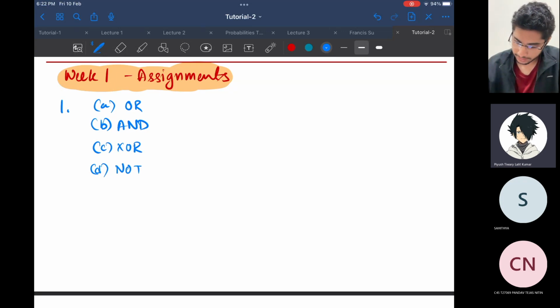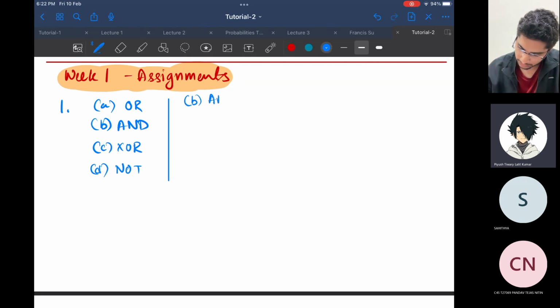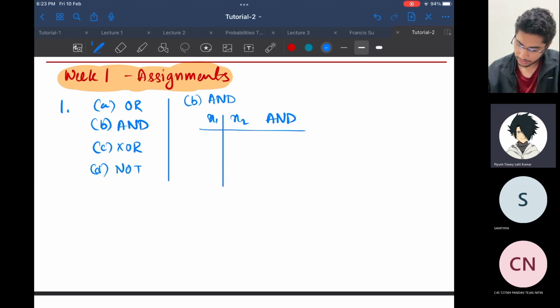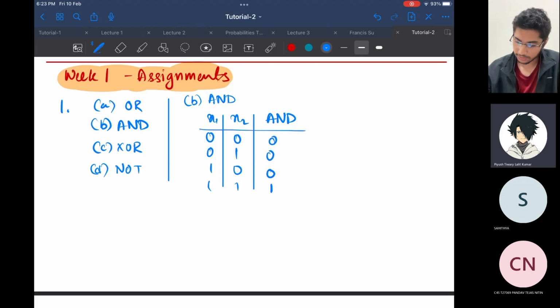Let us check option B, the AND function. What happens with the AND function? Let us take two inputs, x1 and x2, and see the AND output. Accordingly we will see whether a perceptron can model this function or not. The possible inputs are 0,0, 0,1, 1,0, and 1,1. The AND function will give 1 only in the case 1,1. In all the other cases, it will give 0.